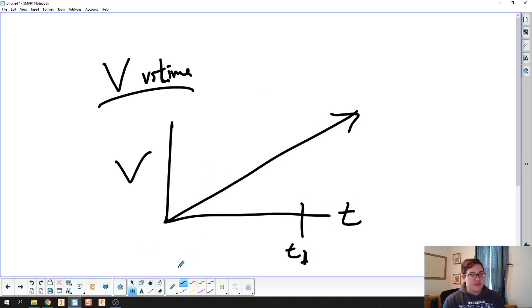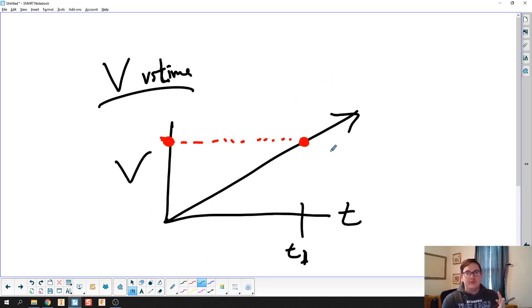What three pieces of information could I pull from this? First one being, you can find the velocity at any given time interval. So if we're looking at the velocity at a time interval of 1, it would be whatever value that is. Pretty easy to do that. What about reading what else we can get from the graph?